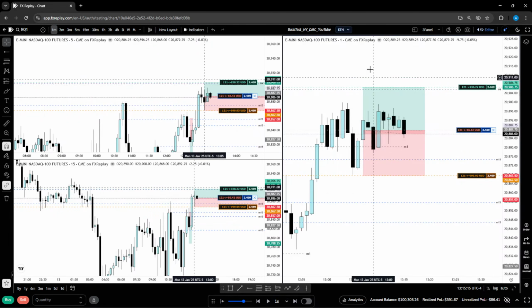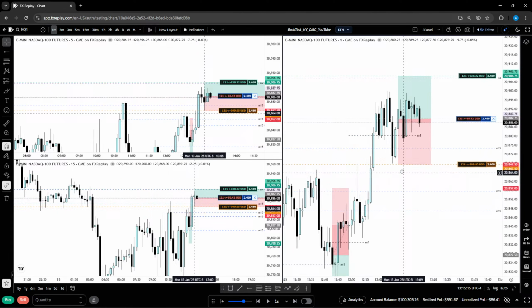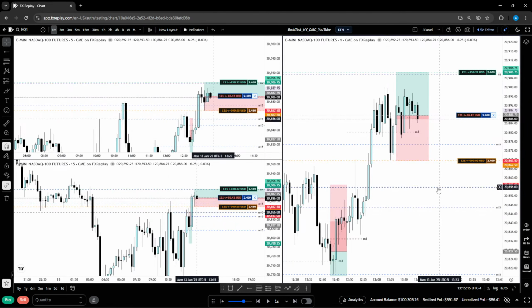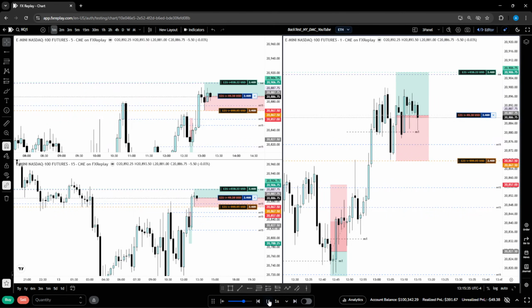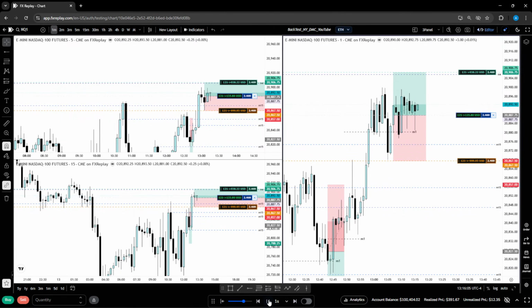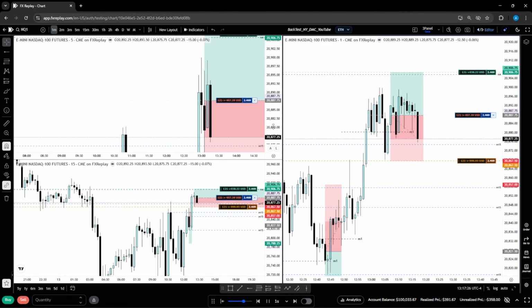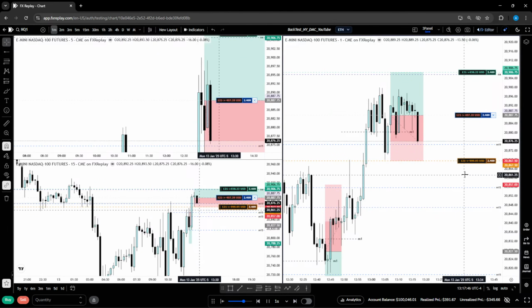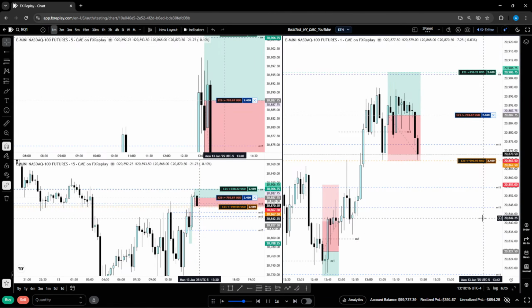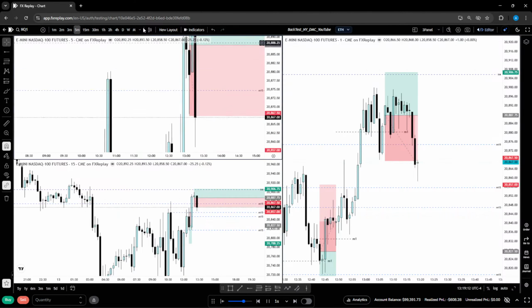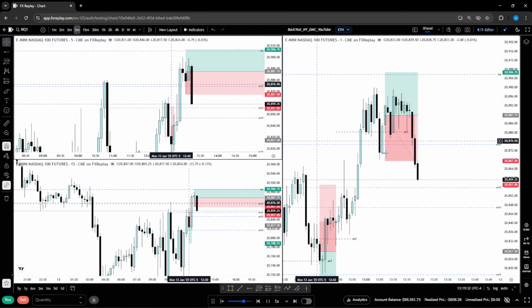It's having a hard time getting above this level. Maybe we want to go back down and test some of these other levels. Not quite sure. Five minutes has closed above that previous level, so now testing this level.